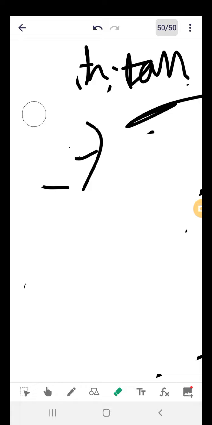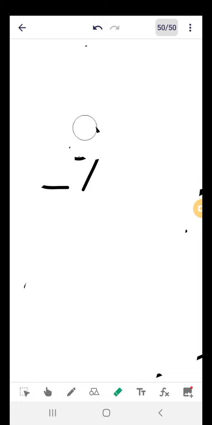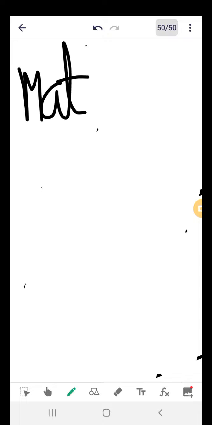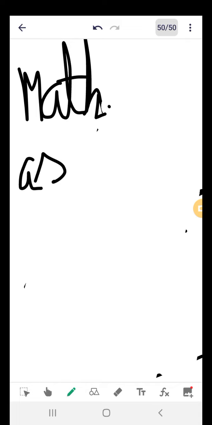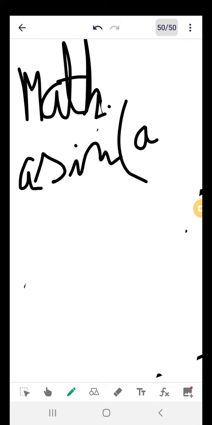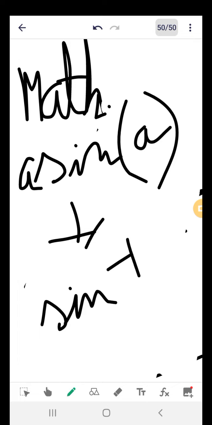Now the functions are Math.atan or Math.asin. What does that mean? Math.asin, there is no space actually. For example, any argument a is there. Math.asin means it is nothing but sine inverse. These functions are there in class 12. There is a whole chapter on inverse trigonometry.